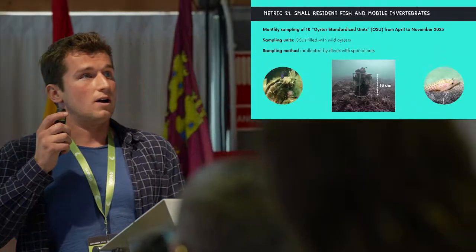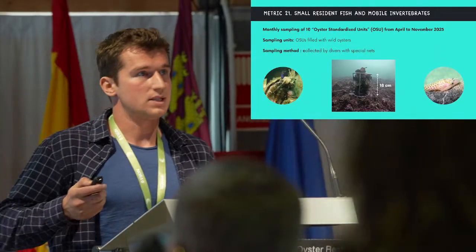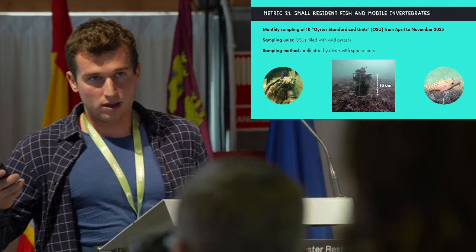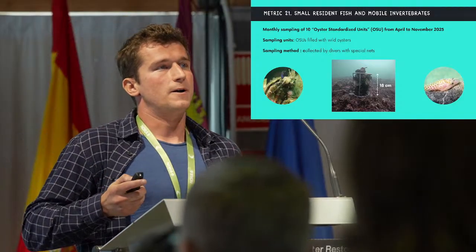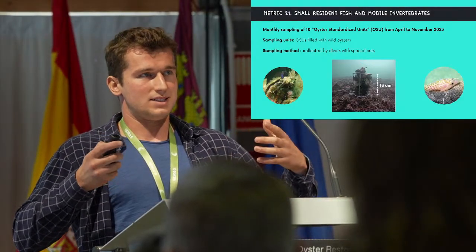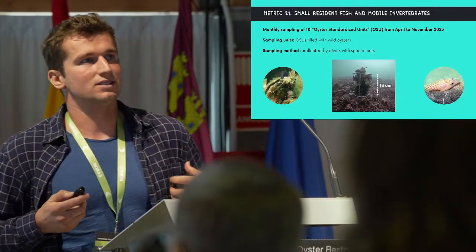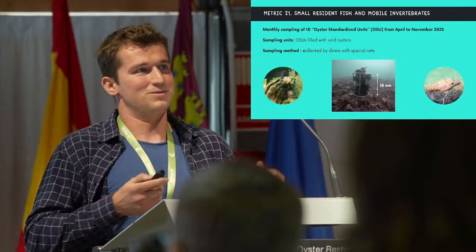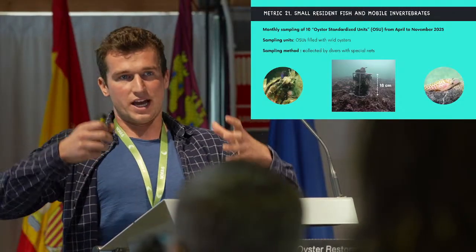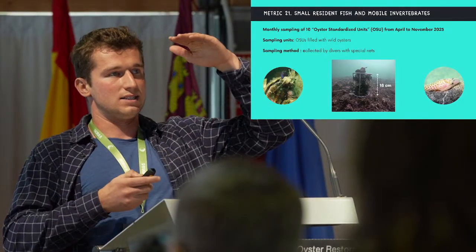Let's talk about the small resident fish and mobile invertebrates, so metric 21 in the handbook. Here we had another sampling method. First of all, it was every month, once a month. And for that, we used these oyster standardized units. We didn't invent this term.